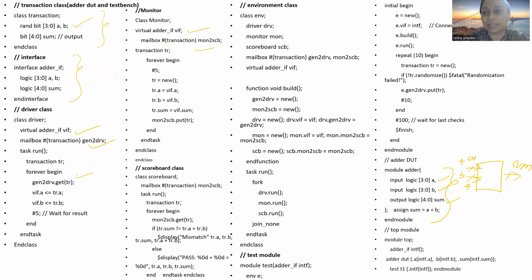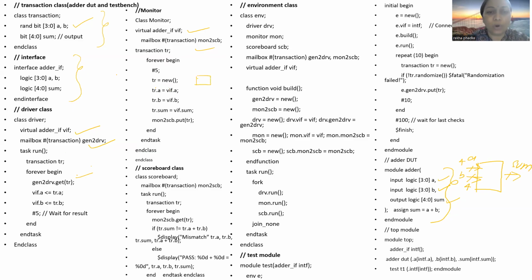The mailbox is writing the packet which it gets from the DUT, right? So hash of transaction again. Then where are you writing it? You're receiving the data from the interface, and you're putting it back as a packet, converting it into a packet. That's the reason in the infinite loop you create an object of type transaction, and you save the data into this object which you get from the interface. So tr.a equal to vif.a, tr.b is equal to vif.b, correct?